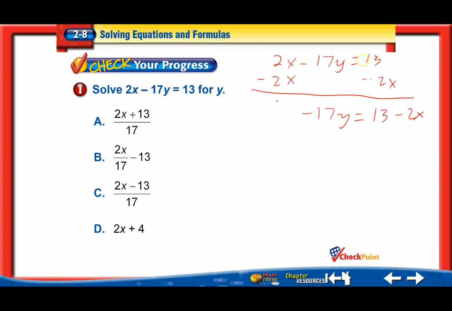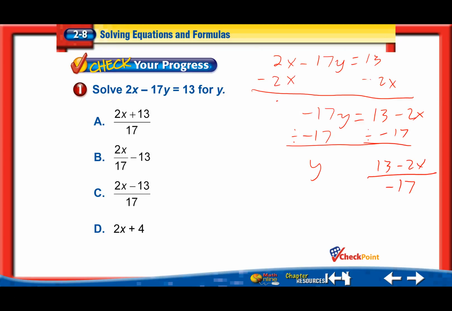Since these are different types, these are not like terms, they just stack up next to each other. Should have said that on the last one as well. So now I can divide by negative 17, which will leave y by itself. And this will go underneath the entire thing here. So 13 minus 2x over negative 17. That's what we're going to look for.